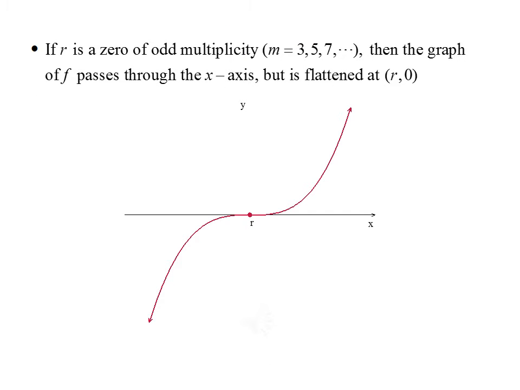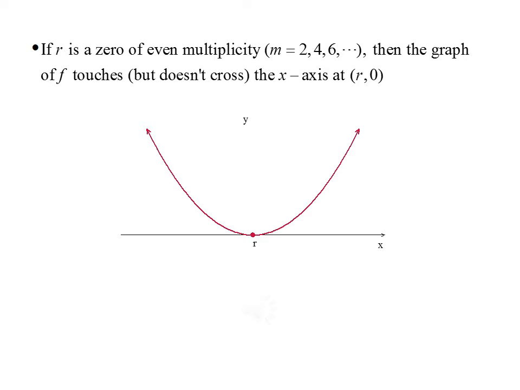If r is a 0 of odd multiplicity, that is, the multiplicity is 3, 5, 7, 9, and so forth, then the graph of the function f will pass through the x-axis, but it will be flattened at the point (r, 0). So that'll look something like this. So when the multiplicity was 1, it passed directly through. When it's an odd number other than 1, it passes through, but it flattens out when it intersects the x-axis.